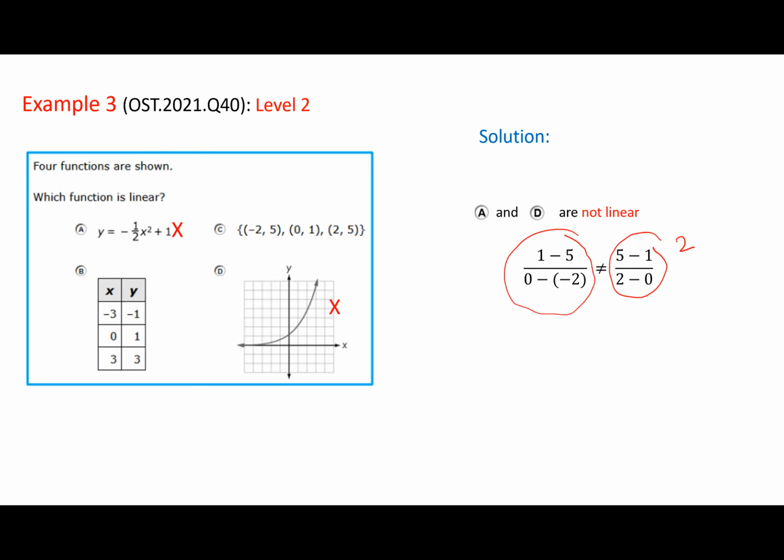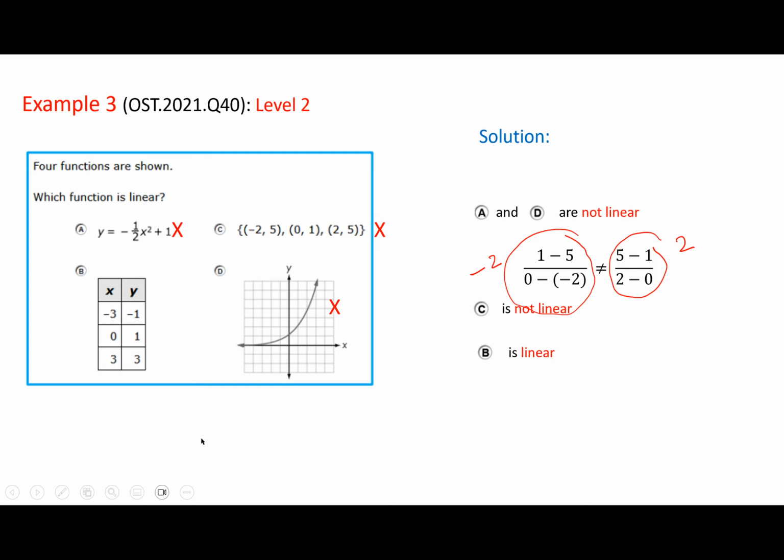Here this is negative 2. And they are not the same. They are not the same. So C is not linear, cancel it. Now, this is the option left for me, which is the correct answer.